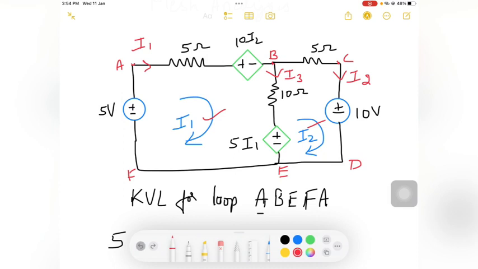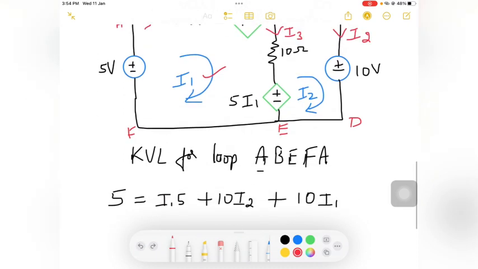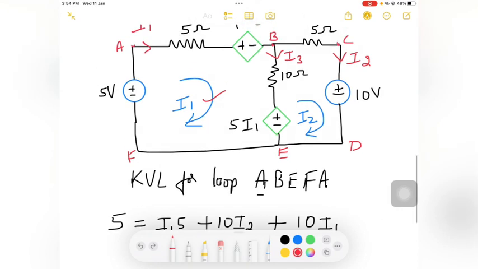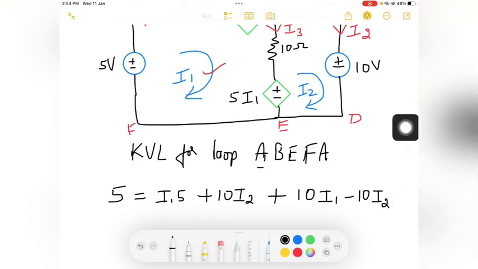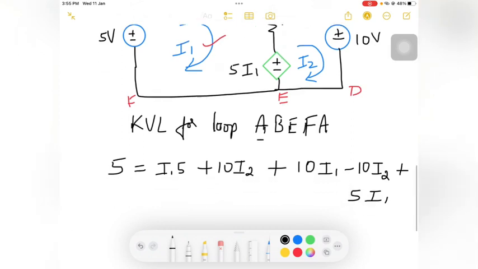So I will just undo those things and come back here. I have taken 10 into I1, which is plus. Since the current I2 is opposite to the loop which I have considered, that is opposite to my current I1, it will be minus 10 into I2. Then there is one more dependent source, which will be plus 5 into I1. Once again, there is a dependent source. I am not considering the loop current. Already it is saying that it is dependent on I1. Hence I have taken this one. So this is my first equation.